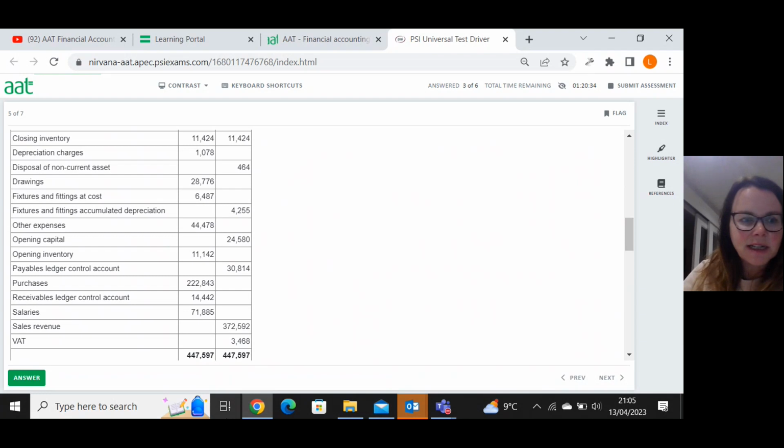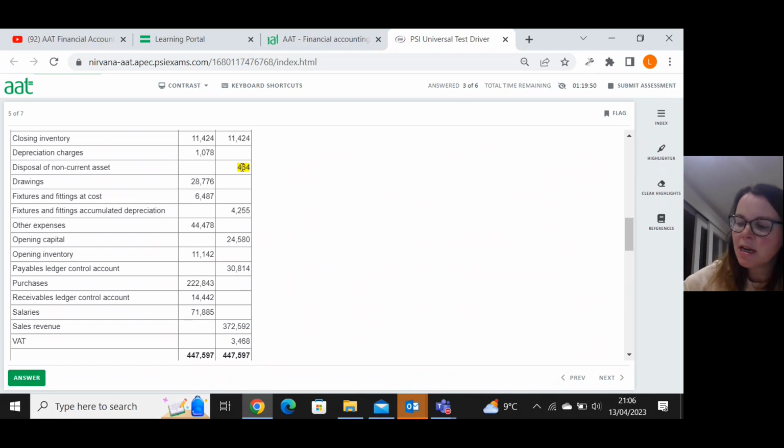372,592 for the sales. Take away 71,885. Incidentally, we could use a highlighter just to say, well, we've dealt with that. So take away that, take away purchases, 222,843. Take away opening inventory, that's sort of extra purchases in effect. Opening capital, take away other expenses. You don't have to do this, by the way. It's just me being a bit of a nerd.